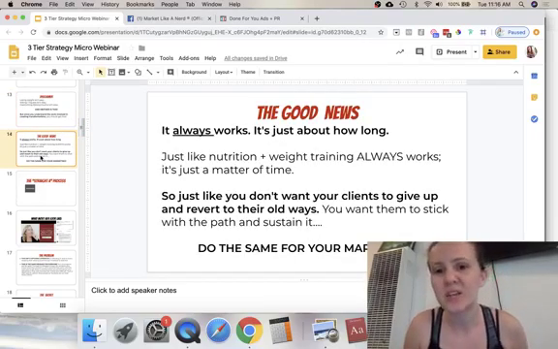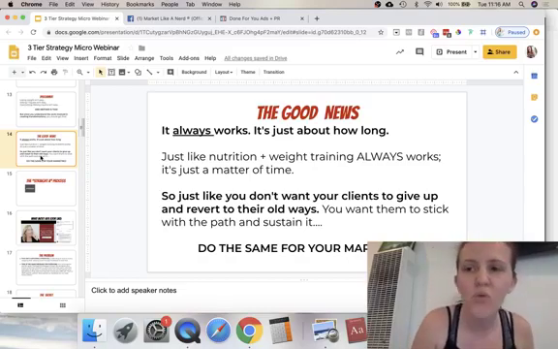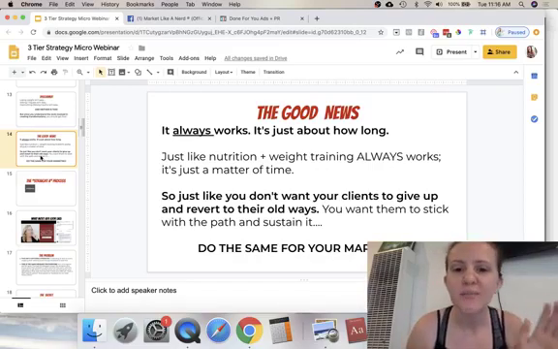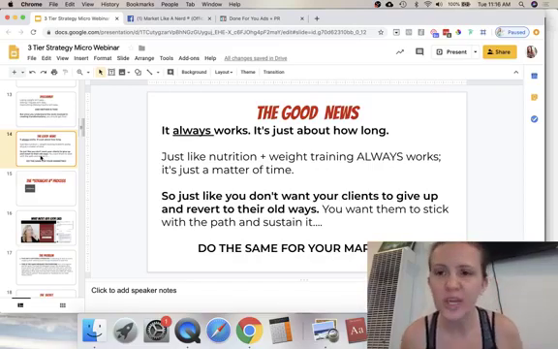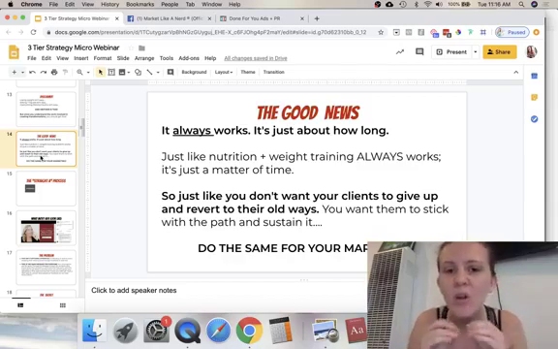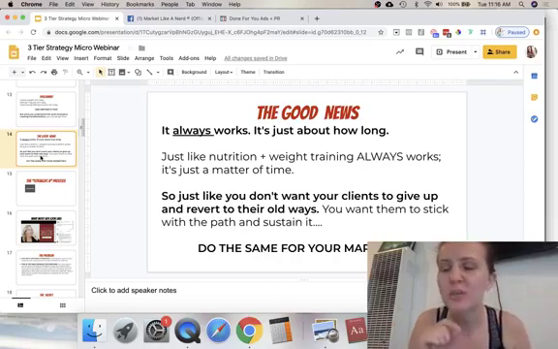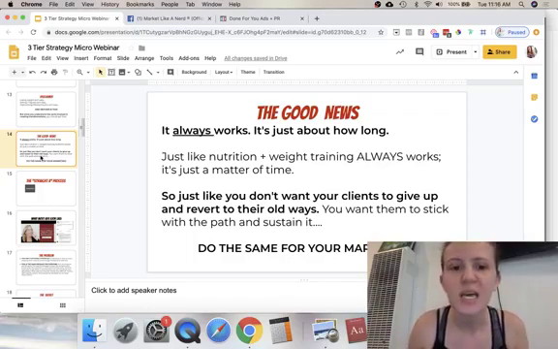Every single solitary time, this process always works. It's really just a matter of timeline. It's a matter of how long it's going to take. Just like nutrition combined with weight training and rest will always work. If you want to lose weight, if you want to get healthy, you should always look at nutrition plus weight training plus rest plus cardio. That combination always works. It's just a matter of time.